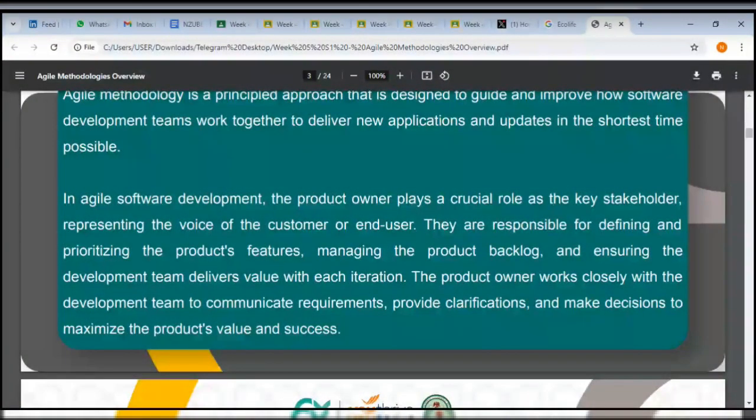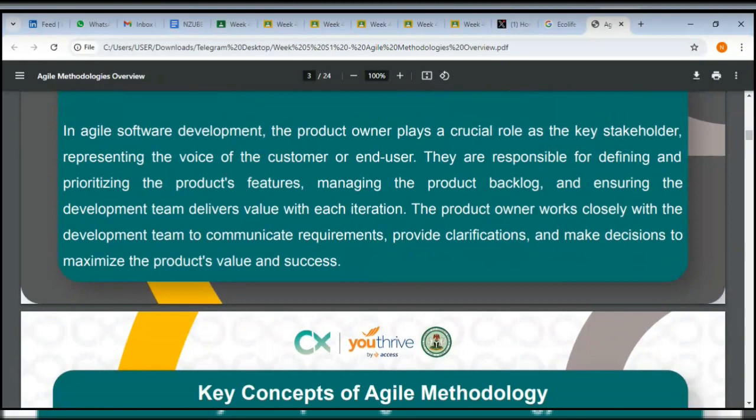So in agile software development, the product owner plays a crucial role as the key stakeholder, representing the voice of the customer or the end user. They are responsible for defining and prioritizing the product's features, managing the product backlog, and ensuring the development team delivers value with each iteration.